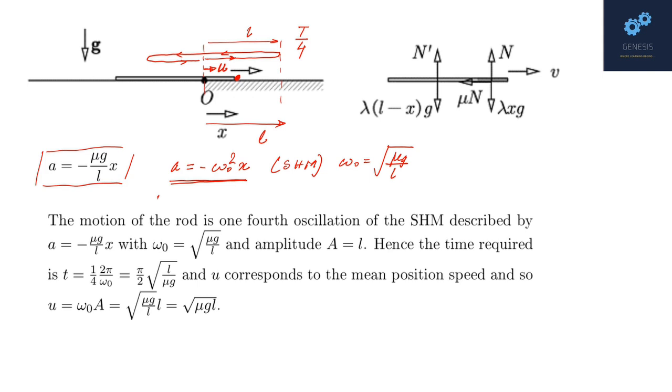Hence, one single line therefore gives the answer. The motion of the rod is 1/4 oscillation of the SHM with omega naught root over of mu g by L, and A is L, amplitude. Hence, the time required is 1/4 of the time period. Substitute omega naught, you get the answer straight away. u corresponds to the mean position speed, and therefore u is omega naught A. Therefore, substitute the values and you will get root under mu g L.